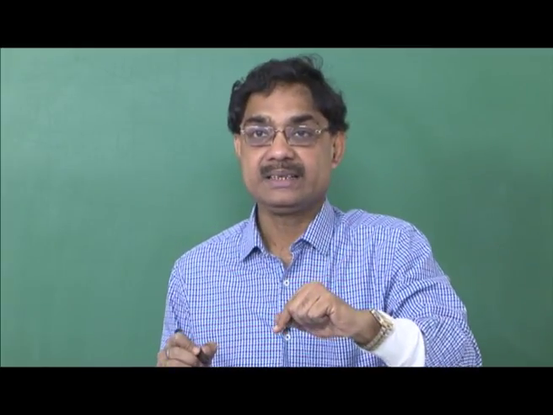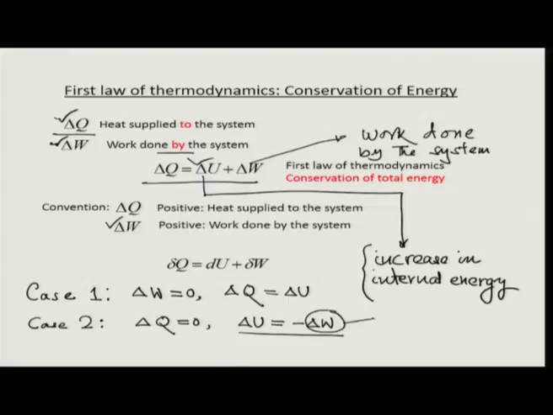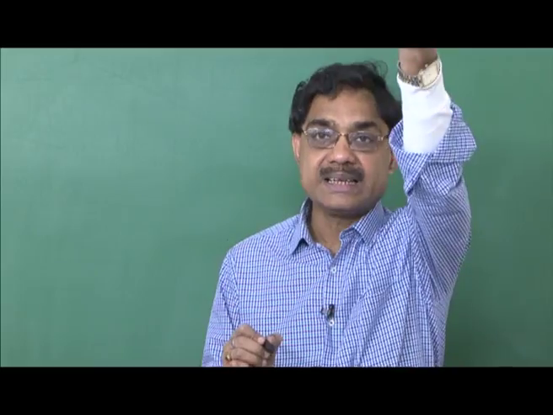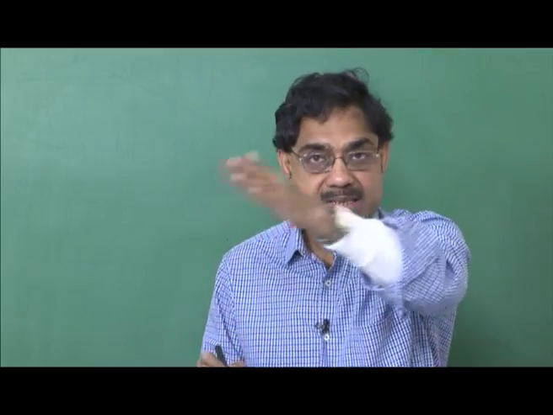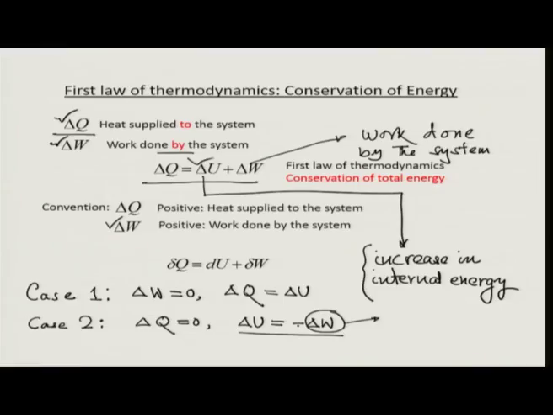On the other hand, if I do some work on the system, then delta W becomes negative. Because of this negative sign, delta U is positive. That means I am doing some work on the system and its internal energy goes up. So, this is consistent with whatever we have discussed so far. This is the first law of thermodynamics.